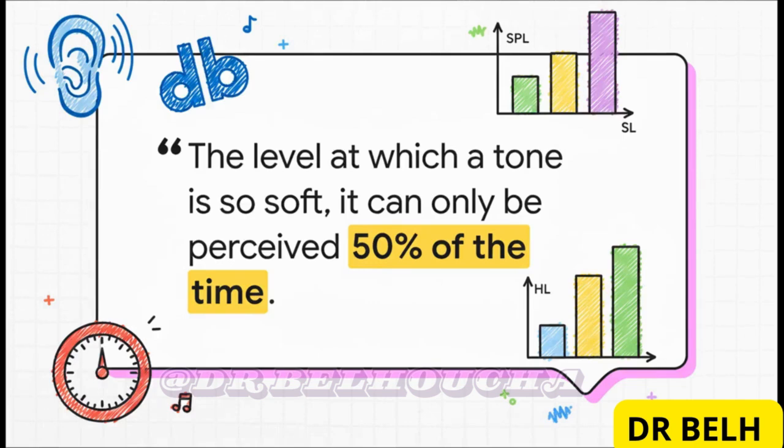This brings us to the clinical definition of threshold, which is the foundation for both dB HL and dB SL. A patient's threshold isn't the softest sound they can ever hear. It's the level so quiet that they only catch it about 50% of the time. This statistical approach is what gives us a reliable and repeatable measurement.